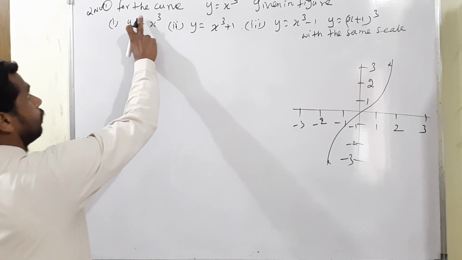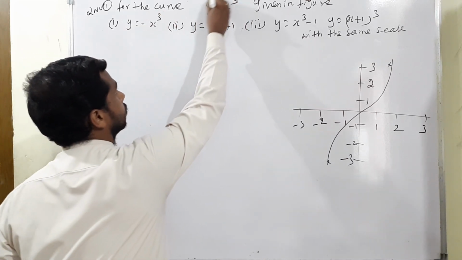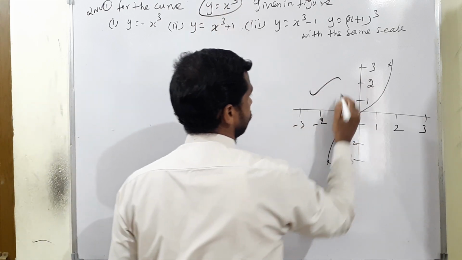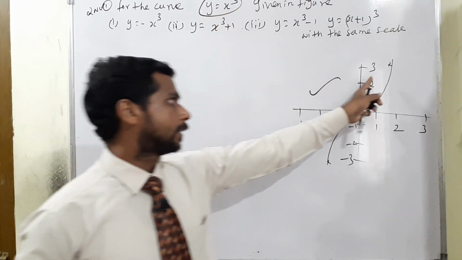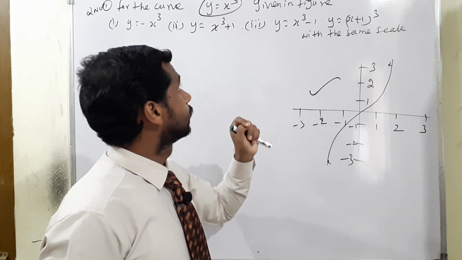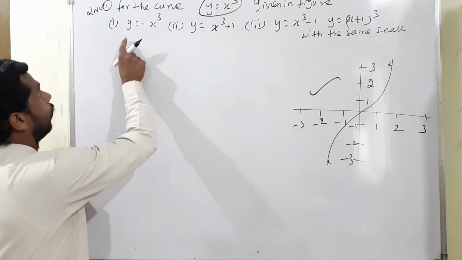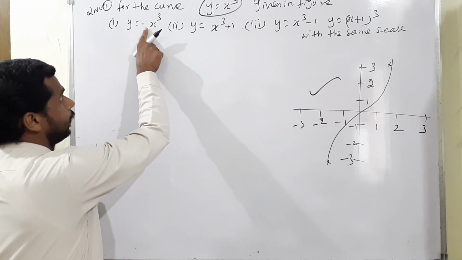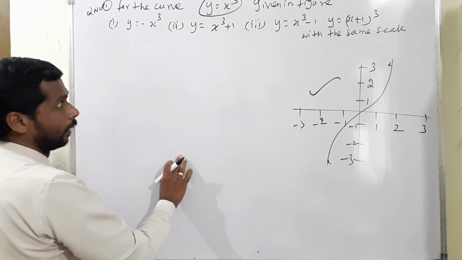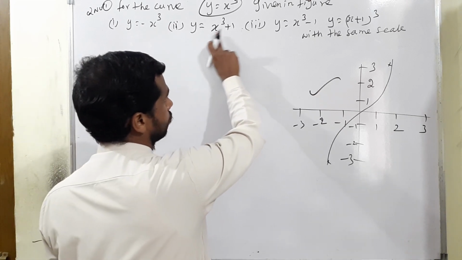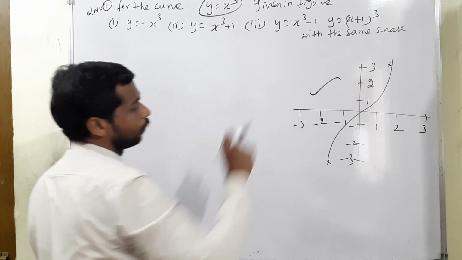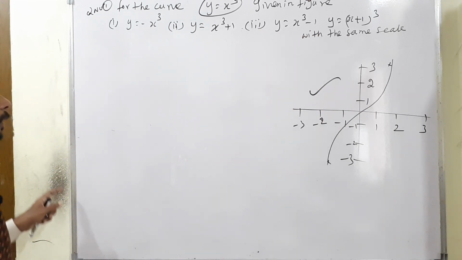So the question is for the curve y is equal to x cube. The diagram is also given. So y is equal to x cube, the given figure. According to this figure, we have to apply minus x cube, we have to plot the graph. Then subdivision 2 is also the same, as well as the third and fourth. One by one we can discuss.